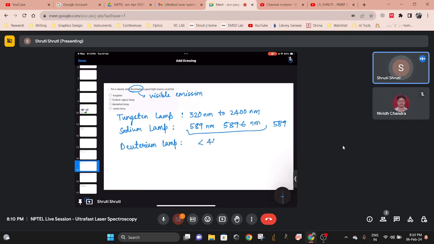This has lesser than 400 nanometer, approximately 180 to 370. And the next one, the xenon lamp, is exactly matching the solar spectrum or the visible range, 400 to 700 nanometer.